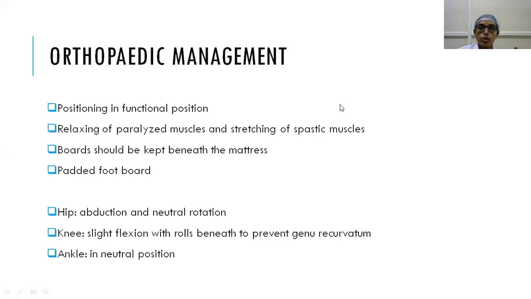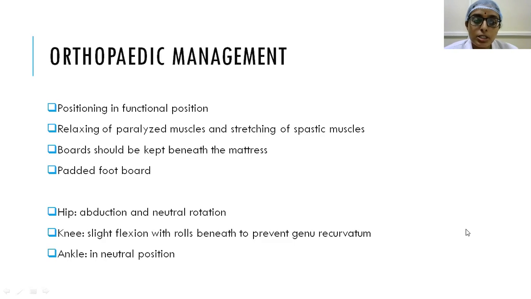And then at the footboard also, a padded footboard should be kept. That is at the foot end. Suppose this is the couch and you have the footboard here, so that the foot will be kept in neutral position. If the footboard is not padded, there will be a pressure source. So there should be a padded footboard. If a footboard is not kept, gradually because of gravity, the foot will fall into the equinus position. So to prevent the equinus contracture, a padded footboard should be present.